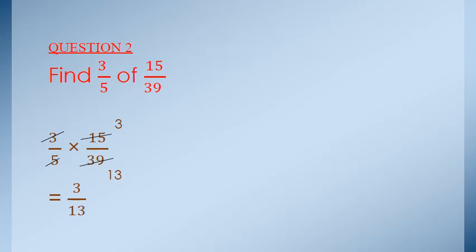Now we can see here 3 and 39 can be reduced. 3 ones are 3 and 3 multiplied by 13, that is 39. Similarly 5 and 15 can be reduced. 5 multiply 1, 5, and 5 threes are 15. So after reducing, our numerator came out to be 3 and our denominator came out to be 13. So our fraction became 3 upon 13. Now this fraction cannot be reduced further, so this is the answer to this question.